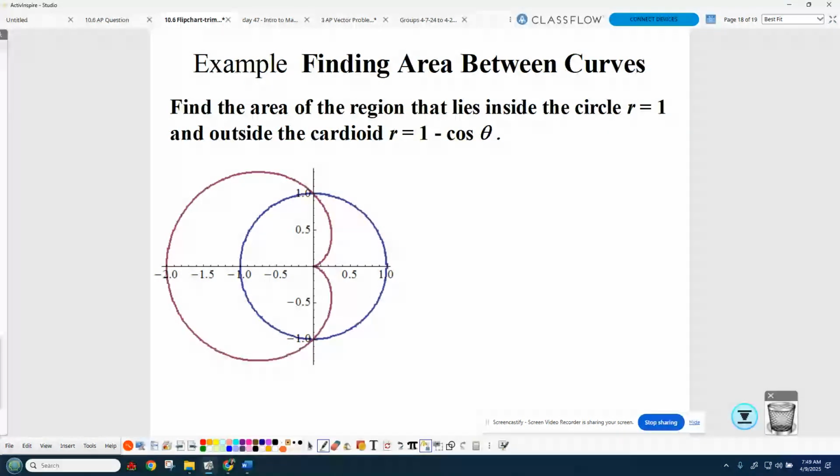But can we try the question that's actually here? It's asking us to find the area of the region that lies inside the circle, but outside the cardioid. So inside the circle and outside, don't know what a cardioid is? Well, it's the other equation that's there.